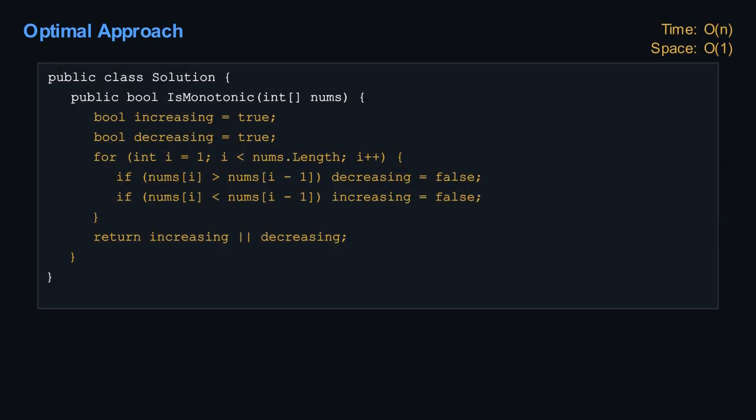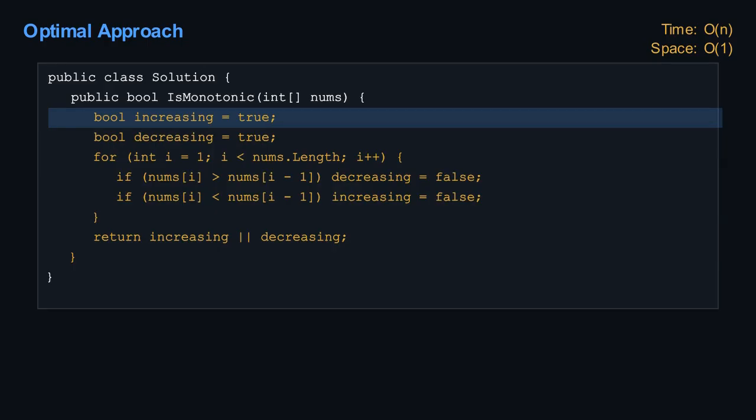The key insight to optimize this problem is that we don't need to check every pair of numbers. We only need to compare adjacent numbers. If a list is truly non-decreasing, then every single pair of adjacent numbers must follow the rule. The current number must be less than or equal to the next number. If even one adjacent pair breaks this rule, the entire list is not non-decreasing. The same logic applies to non-increasing.